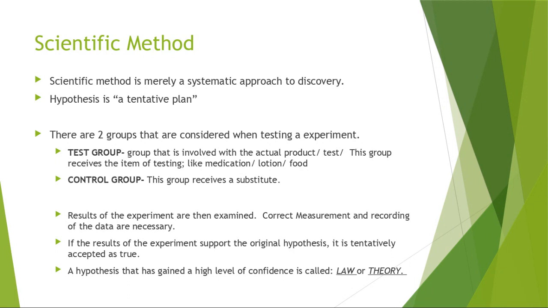The results of the experiments are taken into account. You've got to have very accurate measurements, and you've got to have accurate recording. It's necessary whenever anybody is doing any type of experiment. If the results of this experiment are supportive of this hypothesis, it's tentatively accepted as the truth. The hypothesis gains a high level of confidence. It's called a law or a theory.